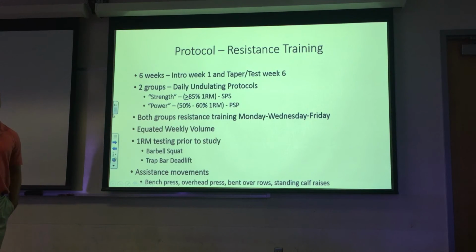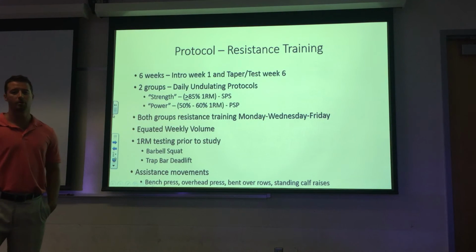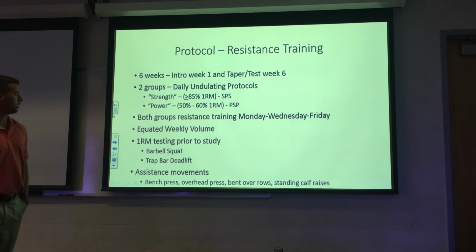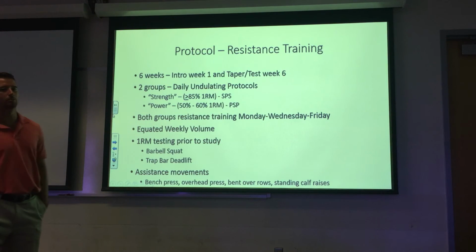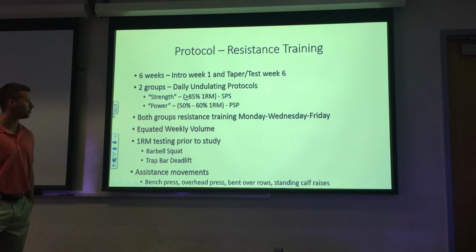So the protocol for resistance training. Resistance training is going to be 6 weeks long. Intro week 1, taper and test week 6. The taper and test will include 1 rep max testing and also our sprint testing. Okay, we're going to have 2 groups of daily undulated periodization. We have strength and power groups.